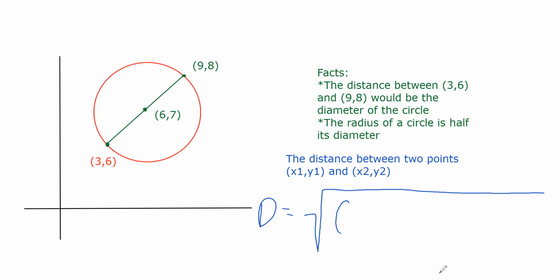And what you do is you take the difference in the x coordinates, and you square it, plus the difference in the y coordinates, and you square it, add them up, and then you take the square root of all of that. How many of you have seen that distance formula before? Everyone say, yeah, if you have. Yeah, we've seen it.